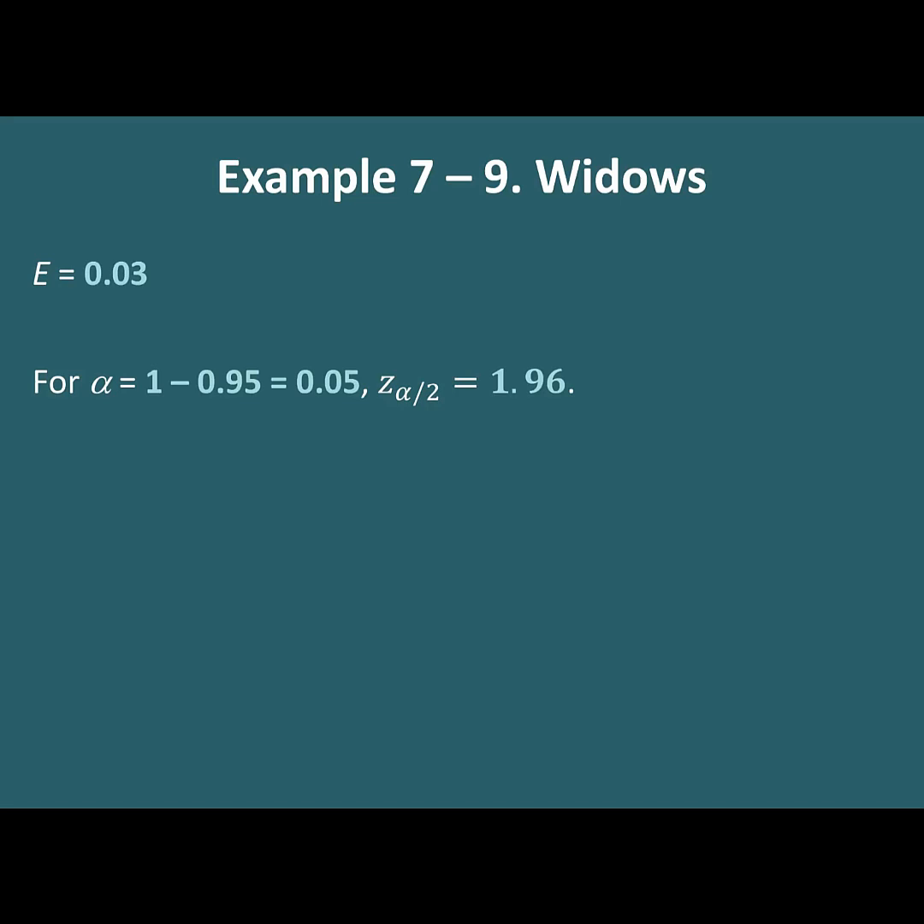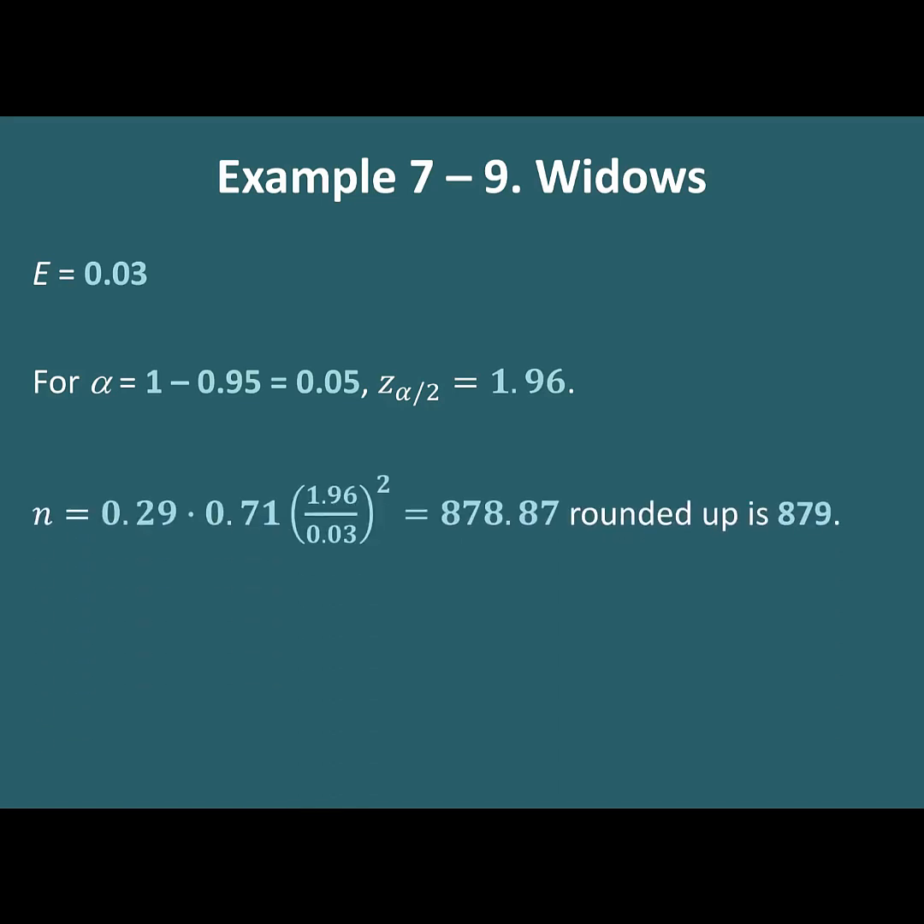Now, since we're looking for how large the sample needs to be to be 95% confident, we're going to go ahead and use the formula that was solved for n a couple slides ago. So using that formula, that is to say, p hat times q hat times our critical value divided by E, quantity squared, will give us 878.87, which is rounded up to 879.